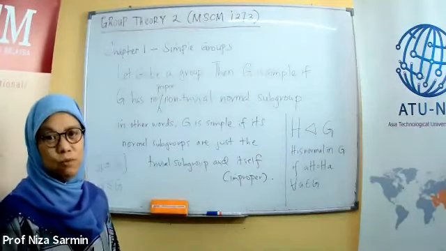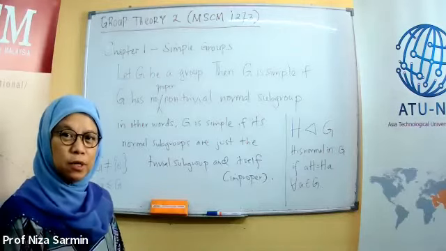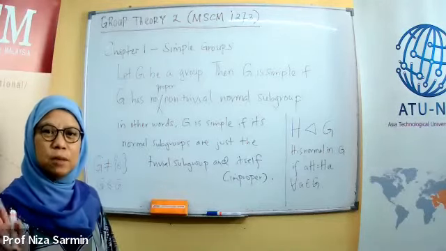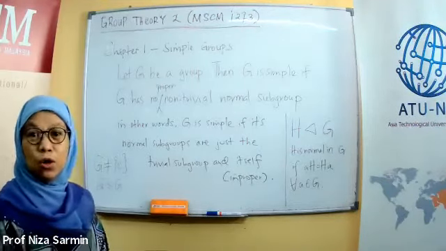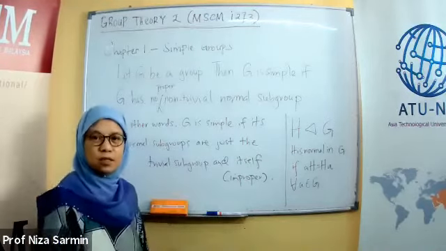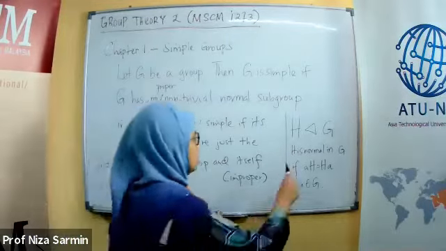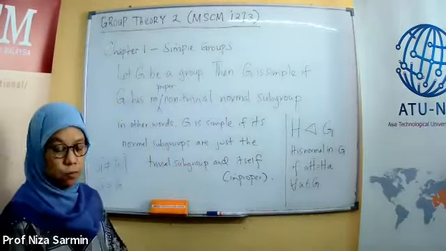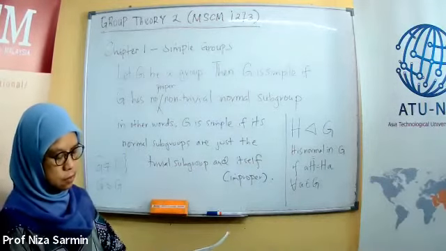Try to find the normal subgroup. If there is a normal subgroup which is proper, non-trivial, it's not simple. If you cannot find one, all the subgroups are not normal, so the only normal ones will be just the trivial and itself, then it's simple. So the key is you have to find the normal subgroup. Okay.